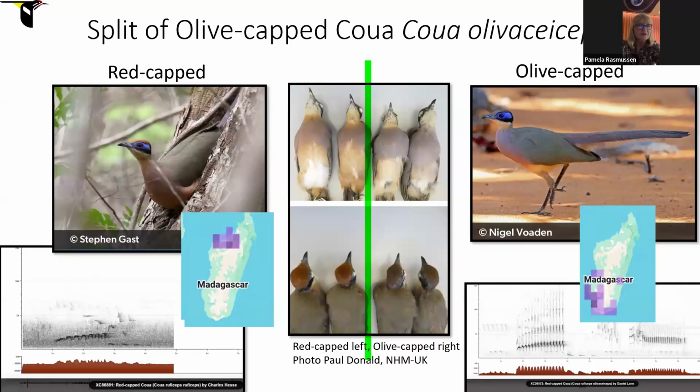There's also evidence that their vocalizations, which are somewhat variable and not very well documented, do differ, as you can see from the sonograms below. All right, next slide, please.